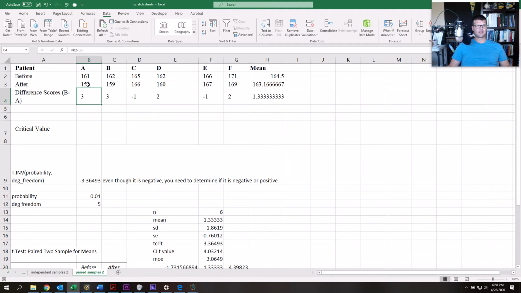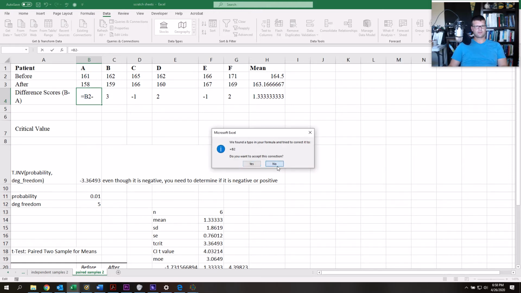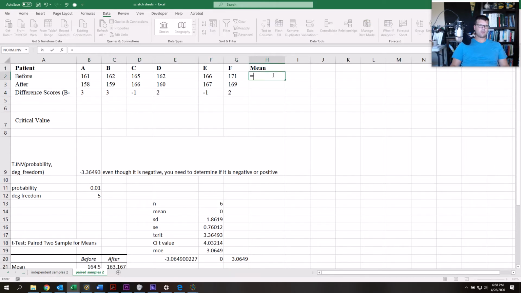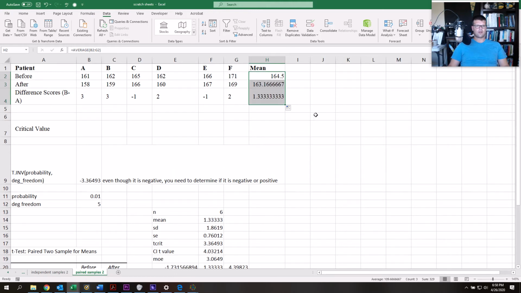So before minus after. What I did here is I did equals before minus after, and then I just dragged it all the way down. And then right here, I'm going to get rid of these, but equals average, and just highlight everything that I want the average of, and drag it down.